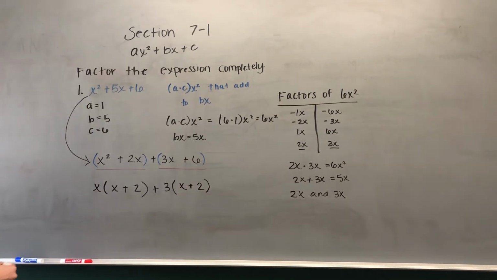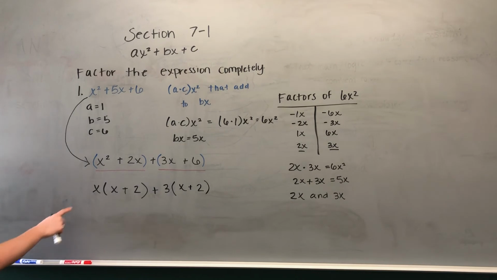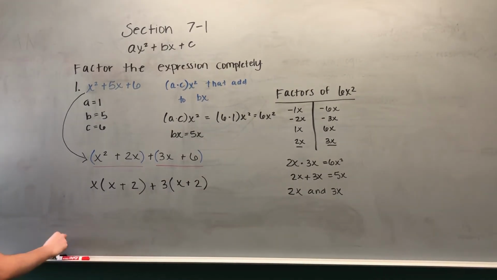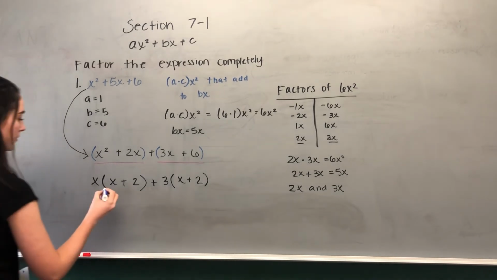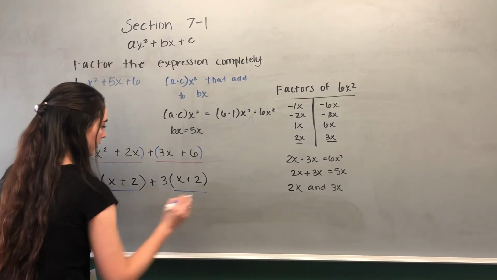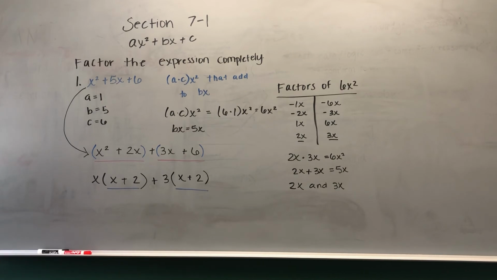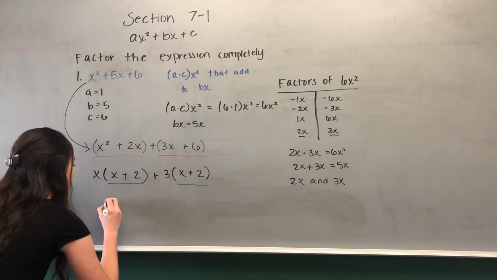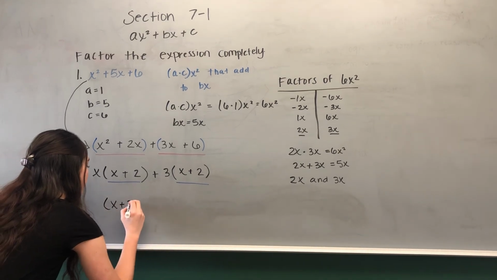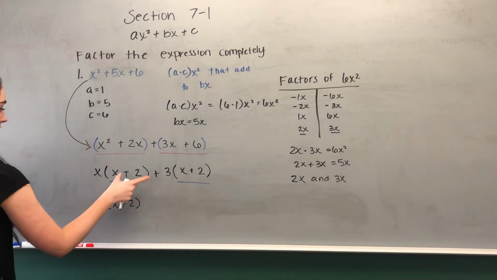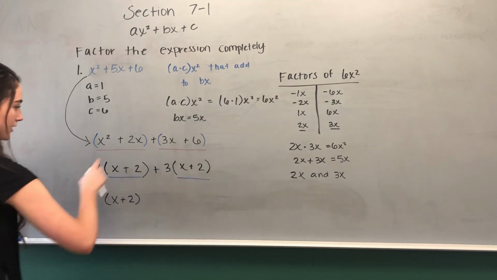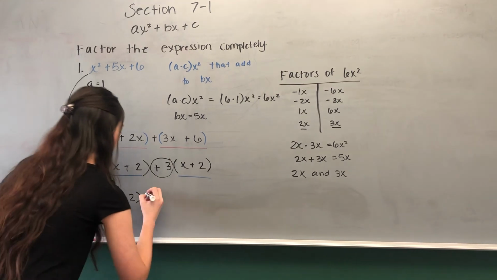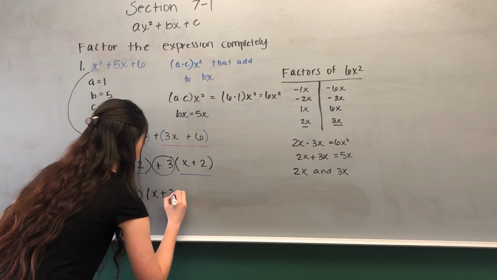So now I want you to look at this expression. What do you see that's common to both groups? I see x plus 2, right? X plus 2 is here, and x plus 2 is here. So let's go ahead and factor that out as well. So when I factor out x plus 2, what's left? We divided x plus 2 out of this term, and we divided x plus 2 out of this term. So x plus 3 is left over. And that's it.